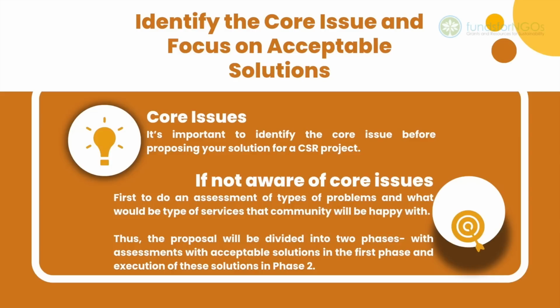Further interaction with the corporate, I understood water, sanitation and hygiene is something that may be a useful issue to focus on. Since my NGO was not aware about Goregaon core issues, I suggested first to do an assessment of types of problem and what would be the type of services that community will be happy with. Thus, the proposal was divided into two phases, with assessments with acceptable solutions in the first phase and execution of these solutions in the second. Remember, in case of an RFP, the corporate would have already done this phase 1 and expecting you for proposing the phase 2. Read the RFP properly and propose your solution accordingly.